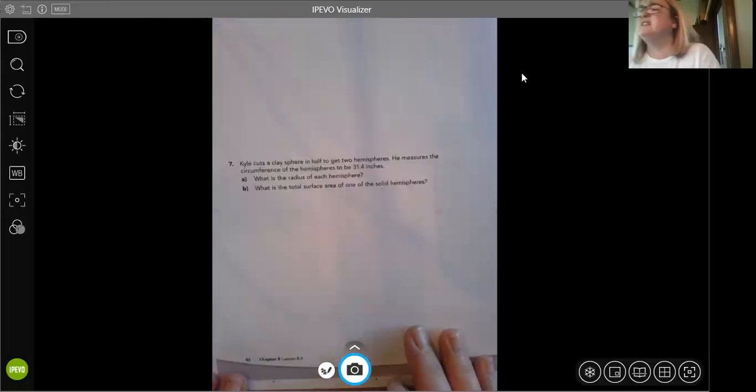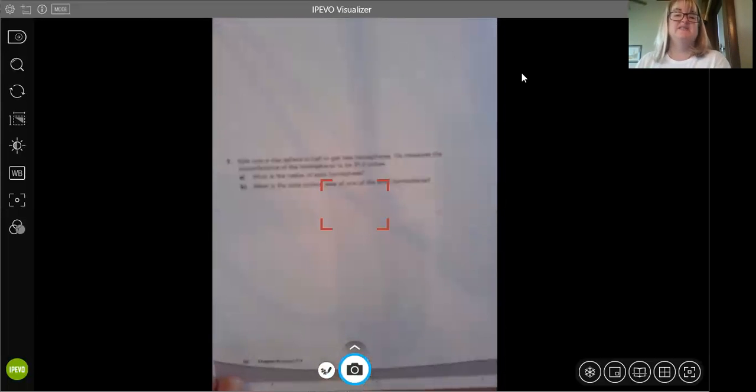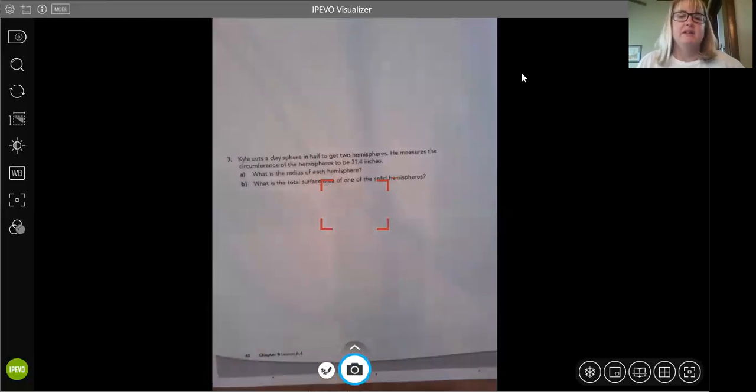It says, focus this a little bit. See if that gets a little better. Kyle cuts a clay sphere in half to get 2 hemispheres. He measures the circumference of the hemispheres to be 31.4 inches. What is the radius of each hemisphere, and what is the total surface area of one of the solid hemispheres?